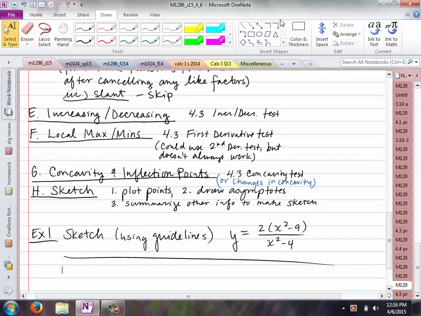Okay, so we're going to sketch this function, y equals 2 times the quantity x squared minus 9 over x squared minus 4. So here on the homework, we're going to just write these. You could write A, capital A, and write in domain or not, but just kind of label this as part A, part B, part C, and then just write everything down.